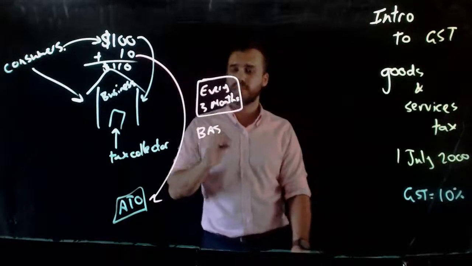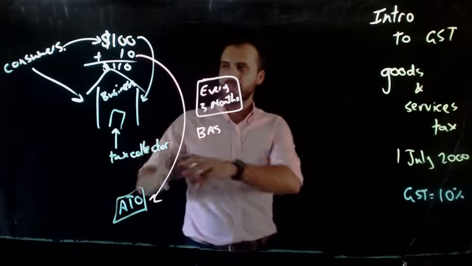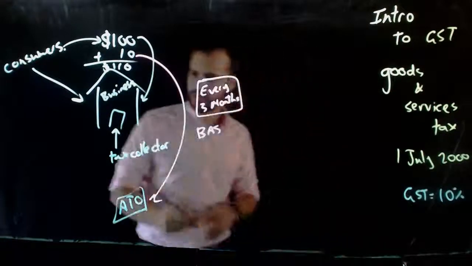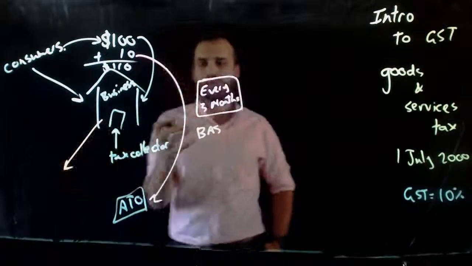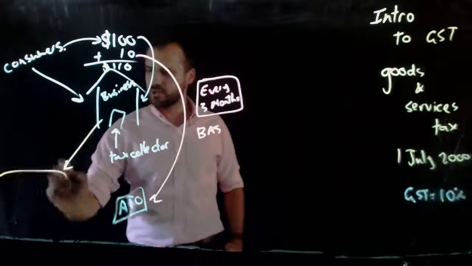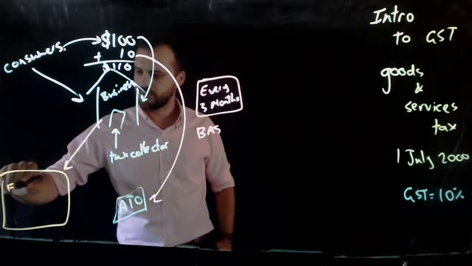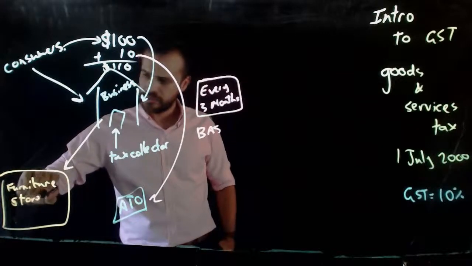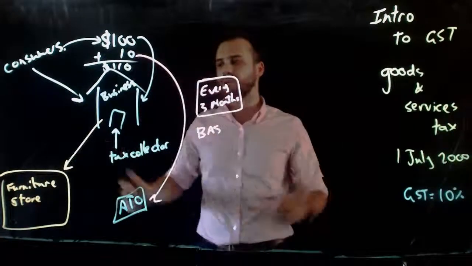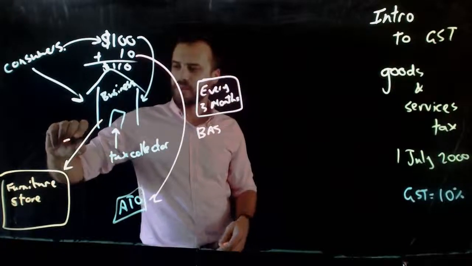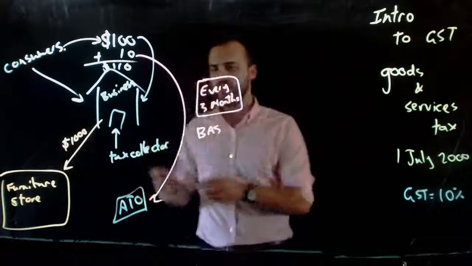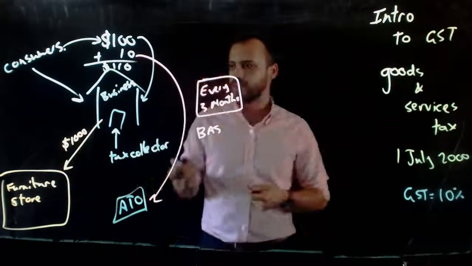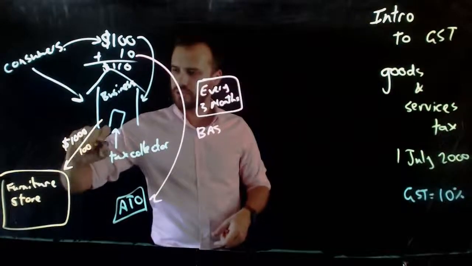Unfortunately, it's even more complicated again, because not only is the business collecting tax from consumers, but it is also purchasing things itself. So let's say the business goes to a furniture store. Now, if the business goes to a furniture store and buys, say, $1,000 worth of furniture, the business isn't just paying $1,000 worth of furniture. It's also paying $100 worth of GST.